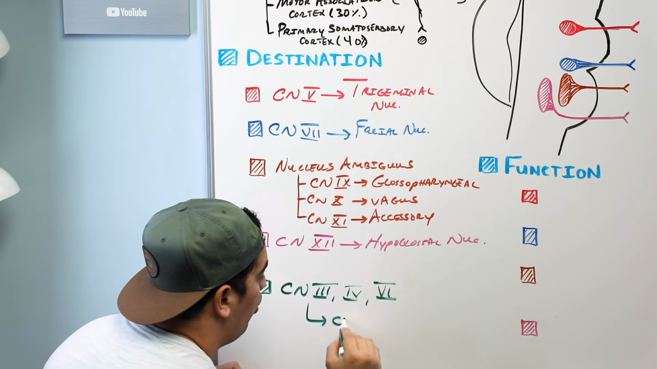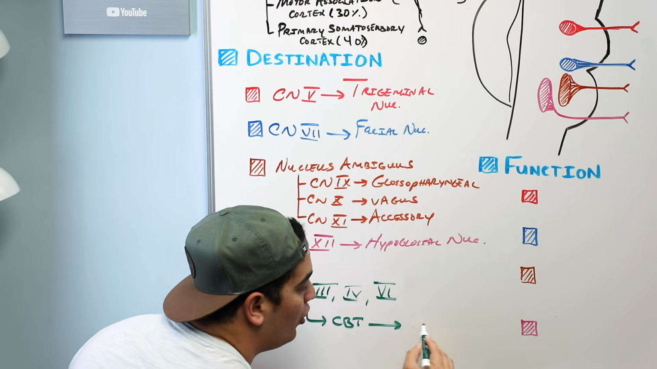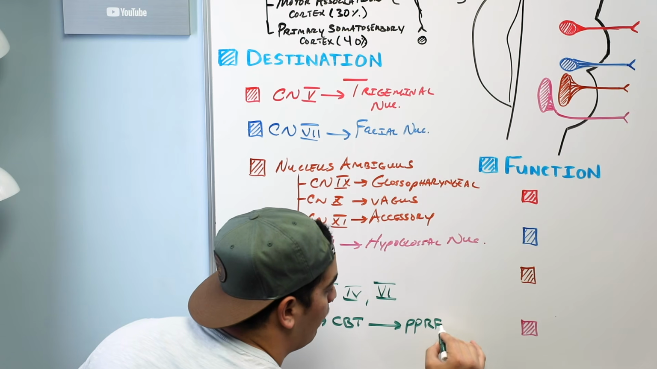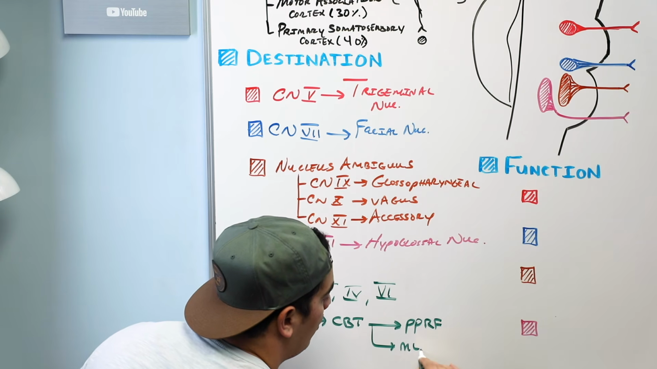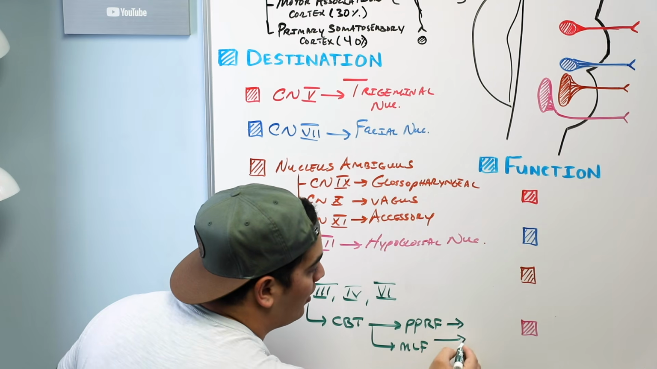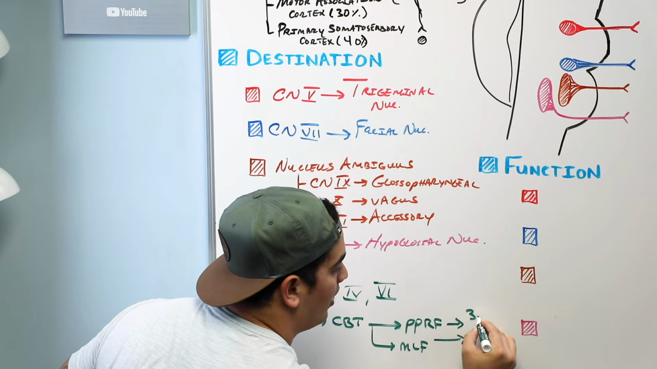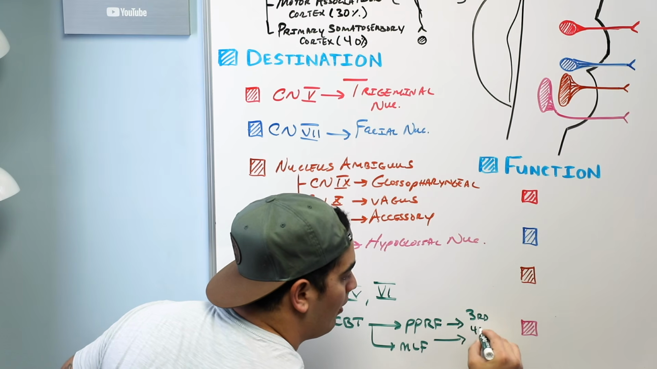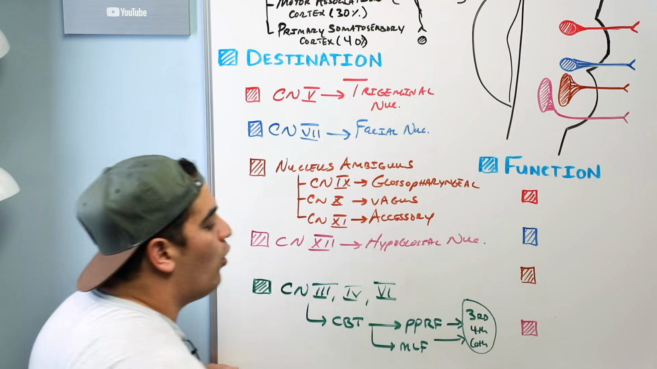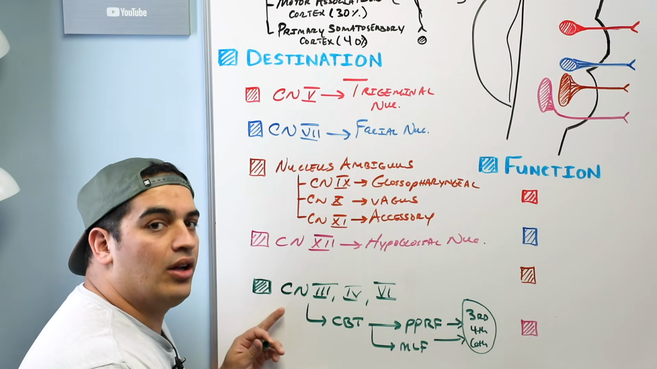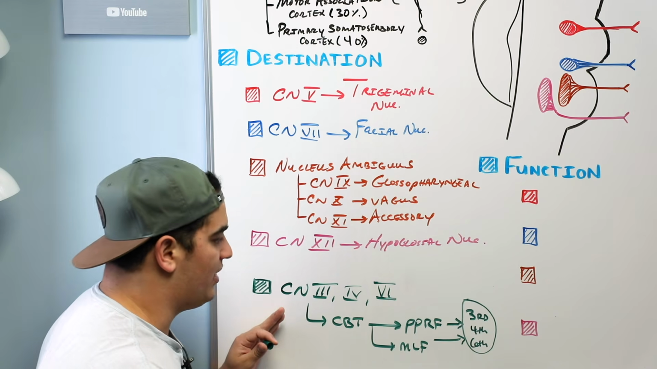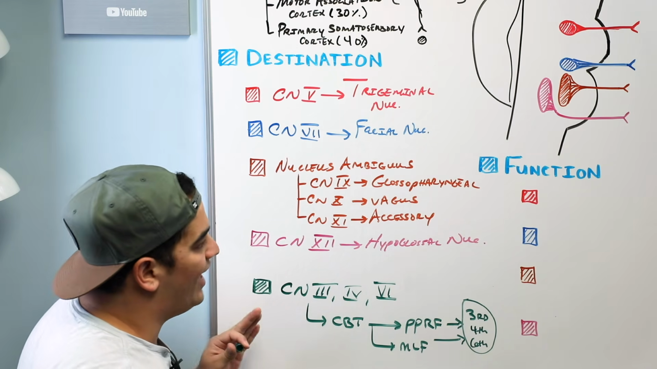How is it indirect? Well, it's corticobulbar tract to two particular structures. One is called the paramedian pontine reticular formation, and the other one is called the medial longitudinal fasciculus. These interact with the third nerve nucleus, the fourth nerve nucleus, and the sixth nerve nucleus. So when we say corticobulbar tracts, these technically are not a part of the corticobulbar nuclei, okay? If we're really being specific. Okay, that covers our destinations.